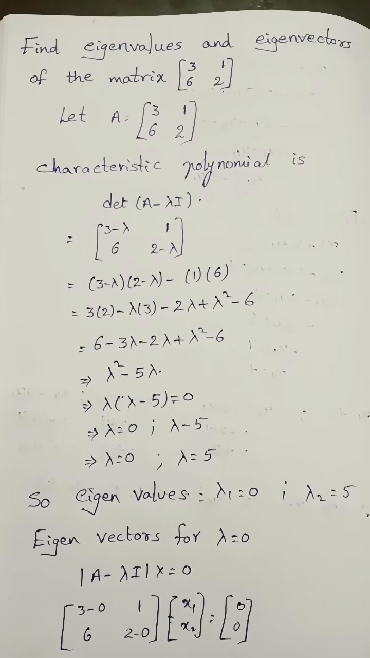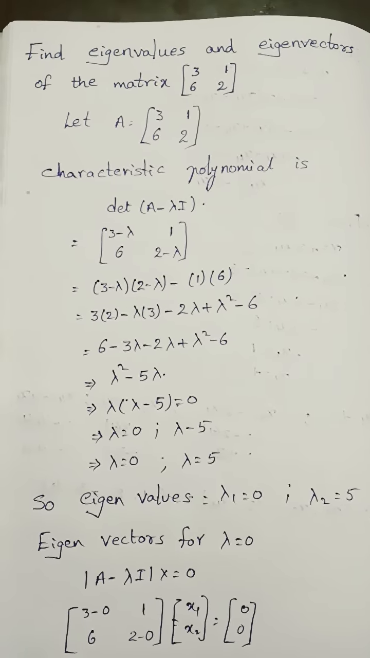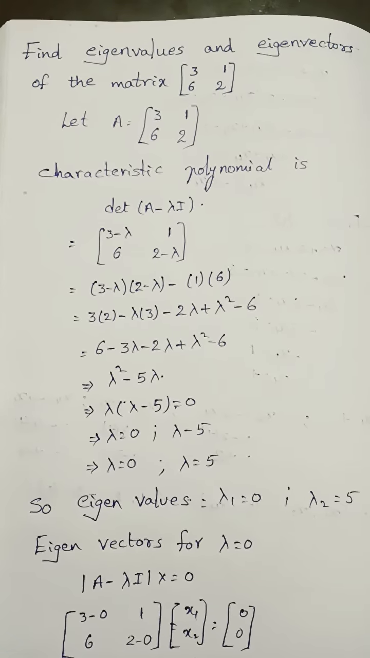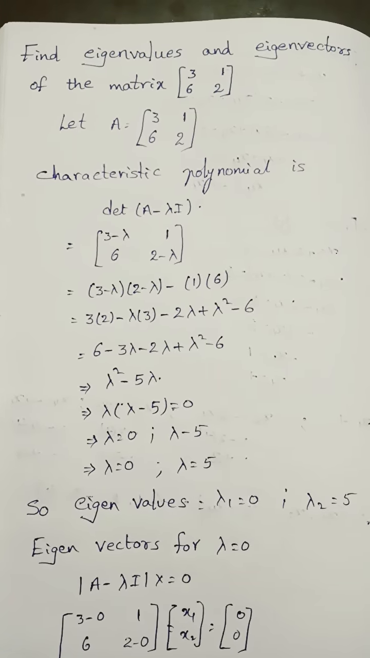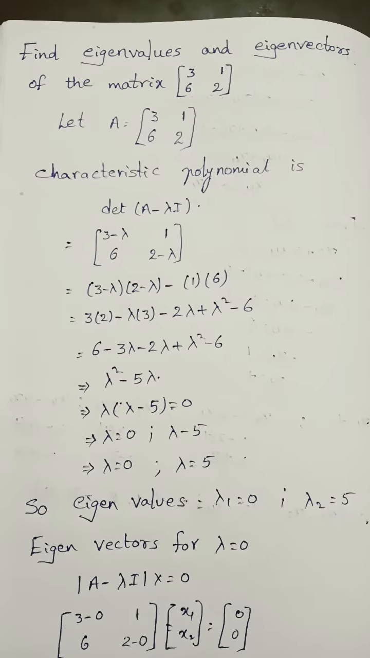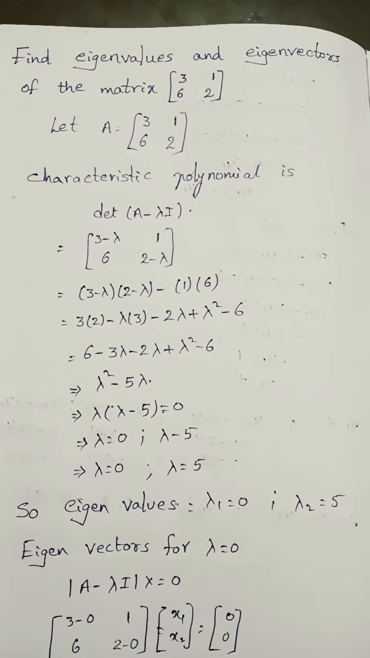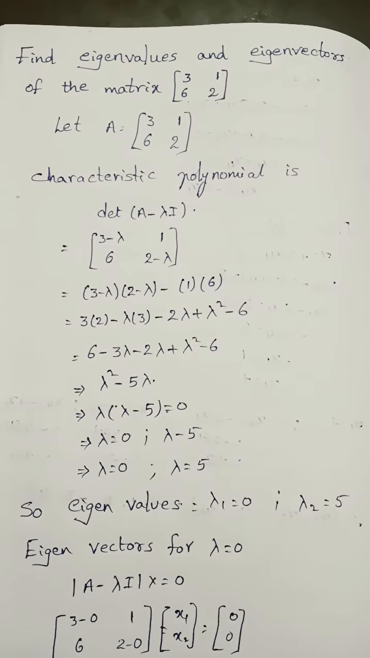So that A minus lambda I. So apply lambda in the matrix. So 3 minus lambda, 1, 6, 2 minus lambda. We have the formula AD minus BC. So apply it on this matrix. So (3 minus lambda) into (2 minus lambda) minus 1 into 6.